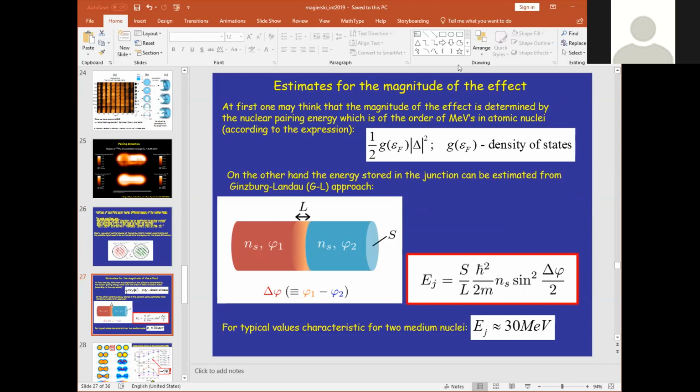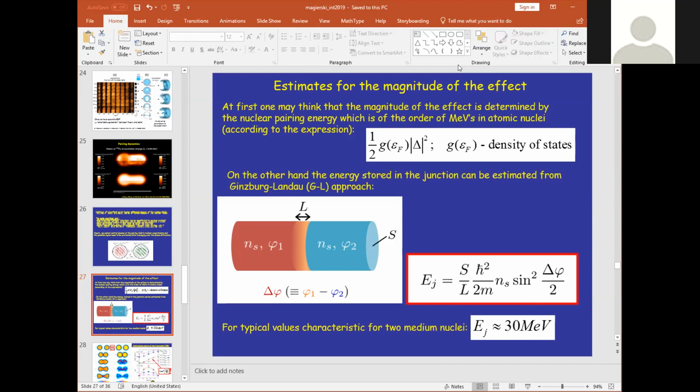But then you may look from a different perspective. So what is going to happen if you have one superfluid with one phase and the other superfluid with another phase, and you merge them? So when you merge them, there will be the region between these two superfluids where the order parameter is rapidly changing, because it will have to adjust from this phase to this phase.